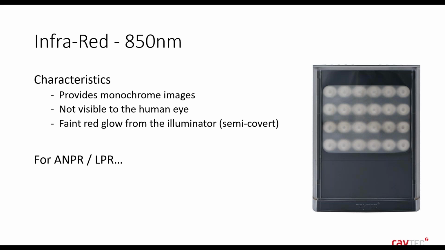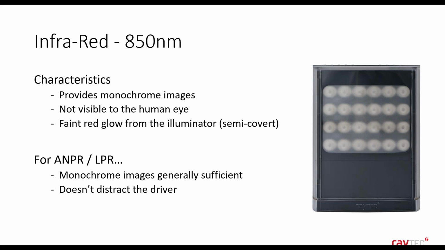So what does this mean in the context of an ANPR system? So firstly, a monochrome image would generally be sufficient. Providing the images are clear and are of high quality, a black and white or a monochrome image would be sufficient. Because the light is not visible to the human eye, it doesn't distract the driver, and they will not be aware of it or distracted by it. While IR is not visible to the human eye, cameras are very receptive to it, and that helps in being able to obtain high quality images.